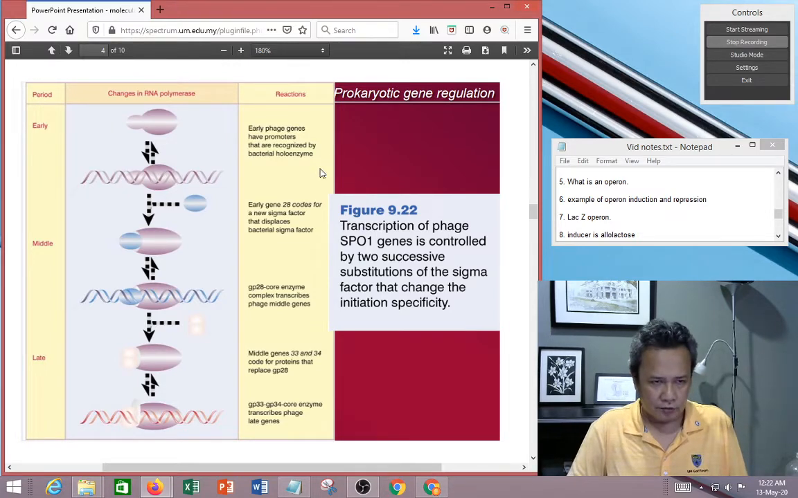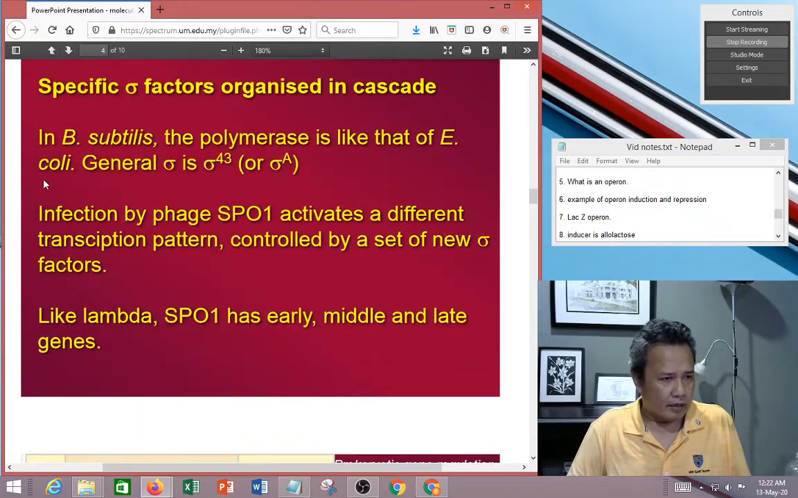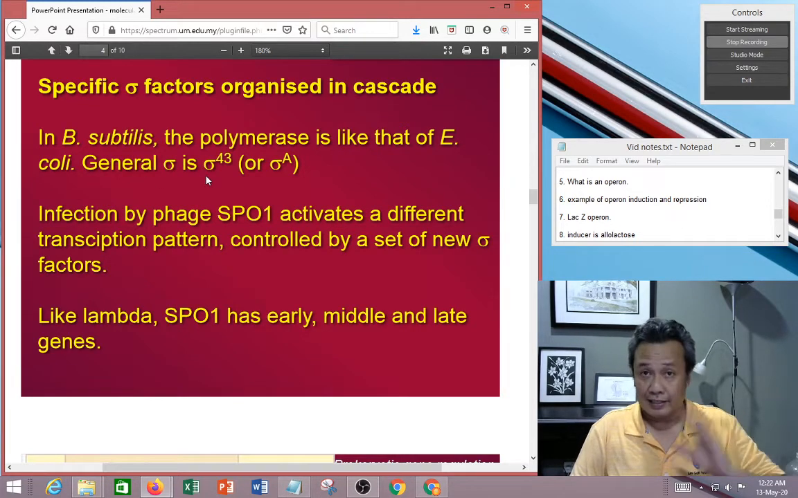For example, if you read this, right? In Bacillus subtilis, polymerase is like that of E. coli. The general sigma is sigma 43. That's the general. So the sigma 70 is in E. coli. Yeah? So in Bacillus, the general sigma factor is 43. Infection by SPO1 activates a different transcription pattern controlled by a set of new sigma factors.